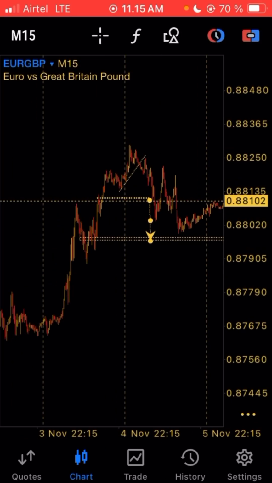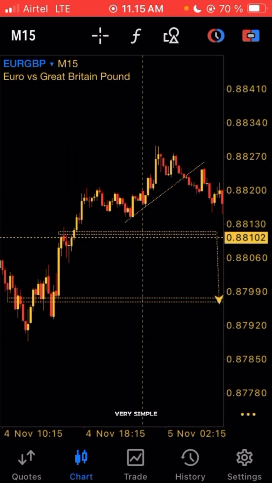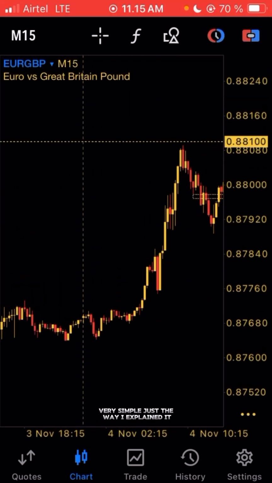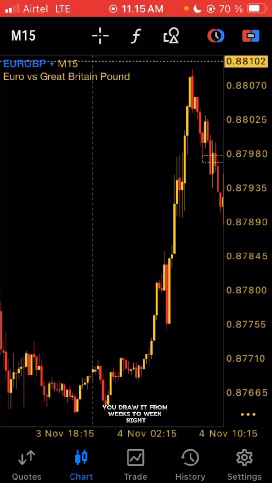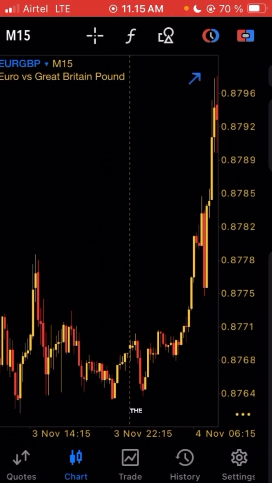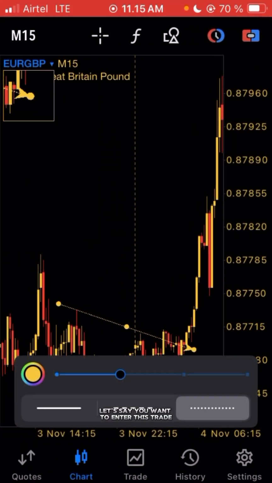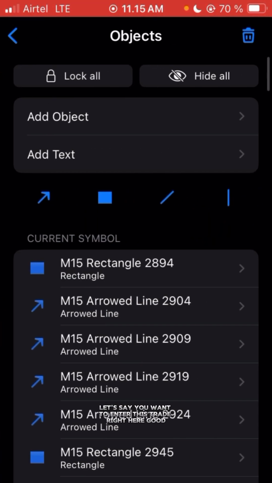All right, so that is it. Those are the three strategies. Very simple, just the way I explained it. So remember, if you want to draw your trend line, you draw it from week to week, right? So in this case, let's say you want to enter this trade, right? The market is on this level. Let me use the right tool, sorry. Let's say you want to enter this trade right here.